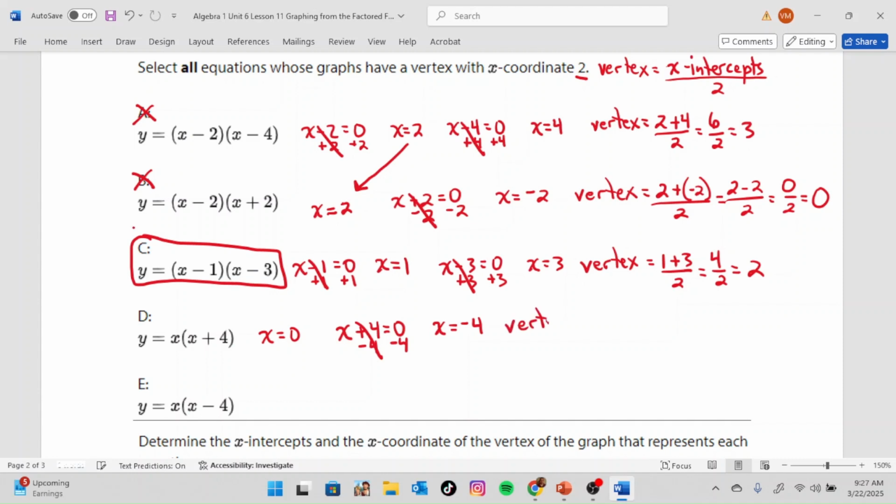To find the vertex, we're going to add 0 and negative 4 and divide it by 2. This becomes 0 minus 4 divided by 2, which is negative 4 divided by 2, which is negative 2. We did not want the vertex to be at negative 2. We wanted it to be at positive 2. So D is incorrect.